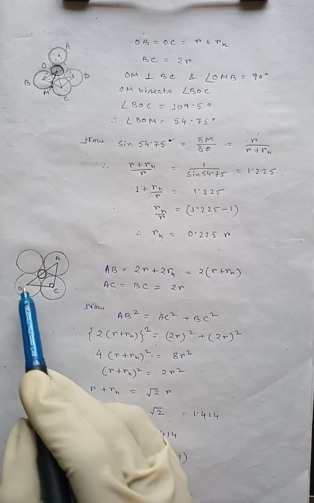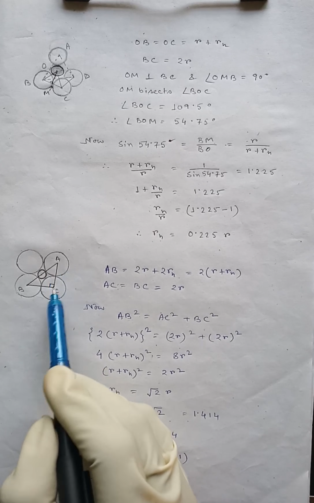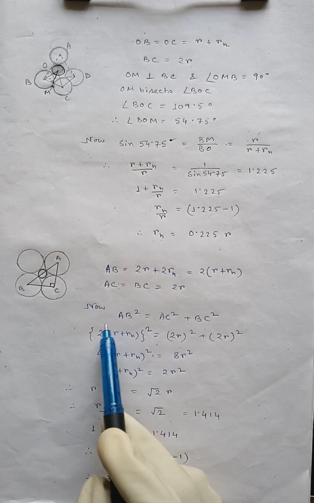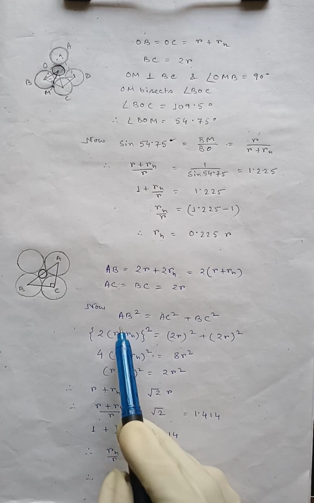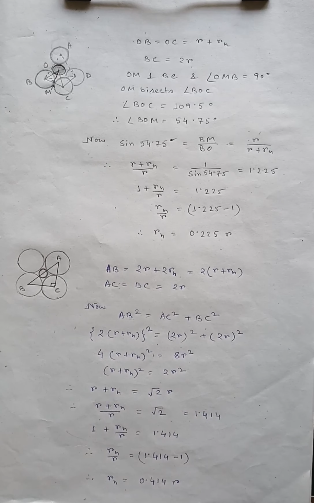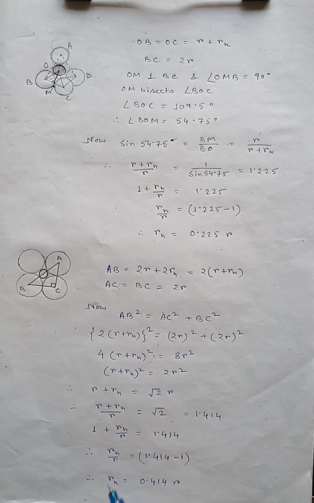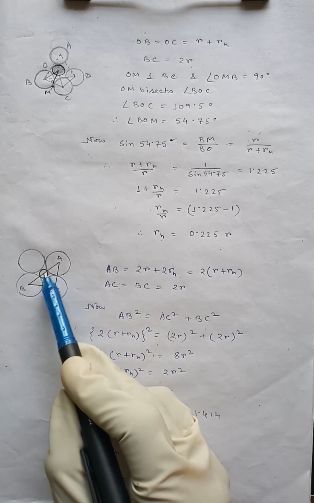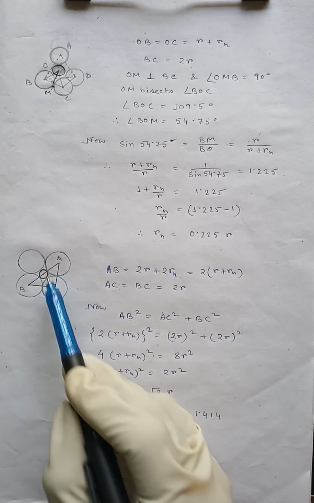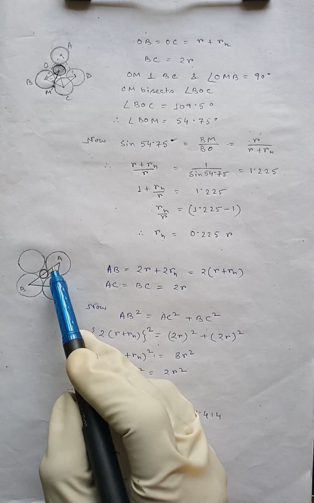And now AC and BC are 2R, the radius of two anions. So from the Pythagoras theorem, we get AB square is equal to AC square plus BC square. And we just put the values. So from calculation, we will get RH is equal to 0.414 R. So the radius of this octahedral hole is 0.414 times the radius of this anion.